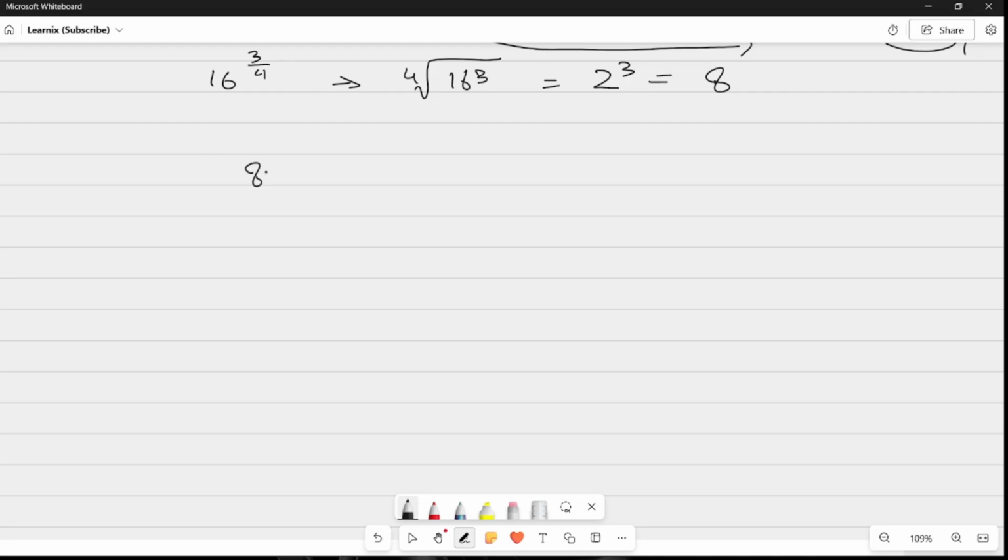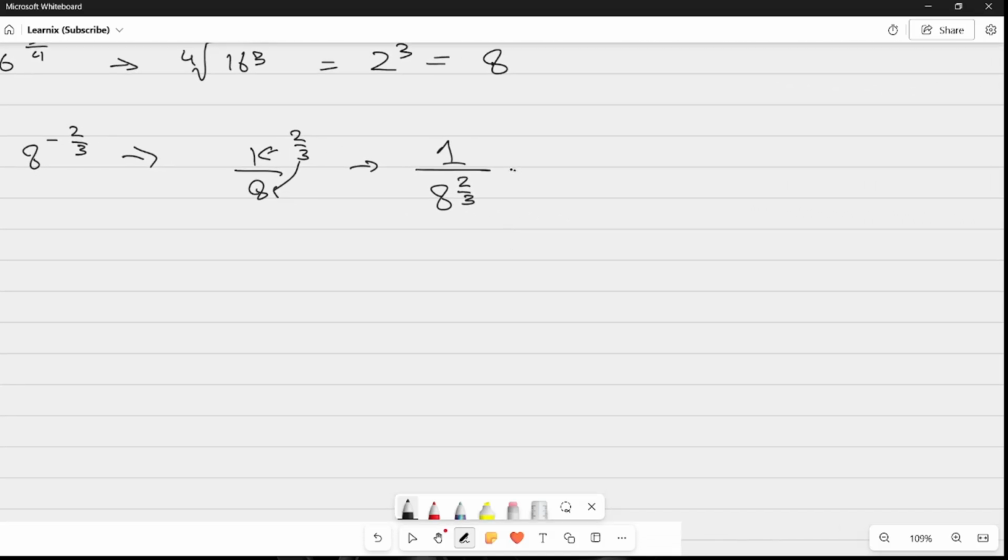So let's say you have 8 to the power of negative 2 over 3, right? Always remember, negative means flip it over, right? So we are going to have 1 over 8 to the power of 2 over 3, right? So basically, the power of 2 over 3 will apply to this and to this, all right? 1 to any power is just 1, so we'll have 1 over 8 to the power of 2 over 3, right?